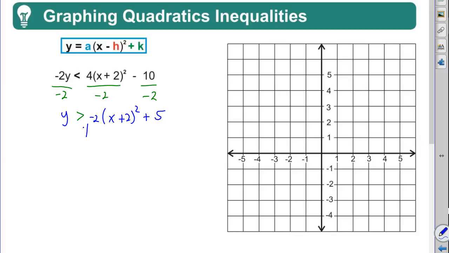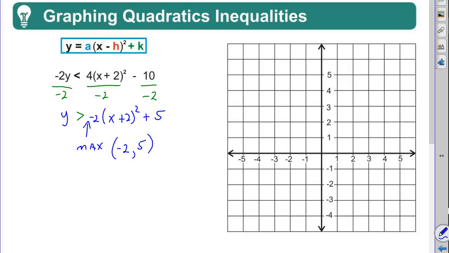All right, because of this negative, I know it's a max. The h value is a -2. Notice that the h is in red and the negative is in black. So in order to get a positive 2, it must have been negative -2. All right, so our x-coordinate is -2 of the vertex, and our y-coordinate is 5.